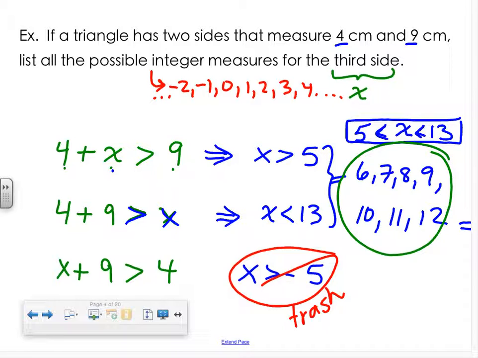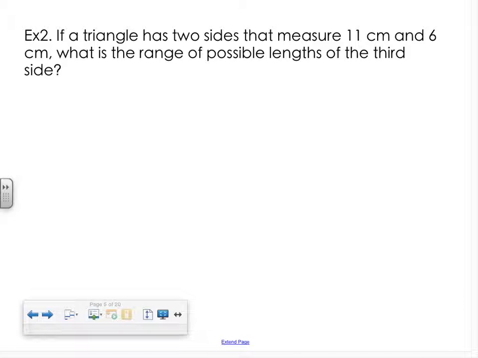Okay, let's see another example. Okay, so this time it gives me two sides, 11 and 6. What is the range? It gives me the range. It doesn't say to list integers. It just wants the range.